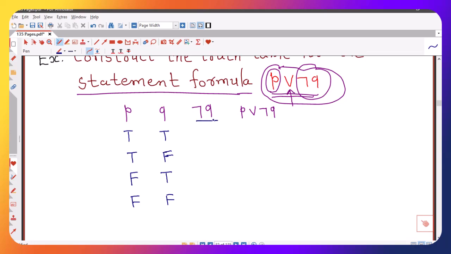Now here we will write truth values for negation of Q. So negation of Q has a truth value which is opposite to the truth value of Q. So here Q is true, therefore here I must write false. Here Q is false, therefore negation of Q is true. Here Q is true, therefore negation of Q is false. And here I have F, so I will write T here. After that we have to write disjunction of P and negation of Q.